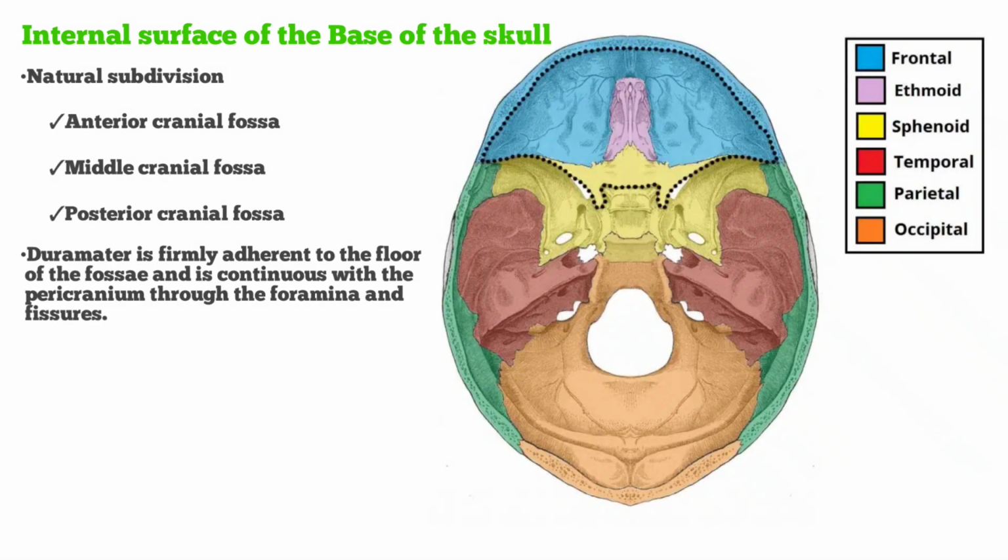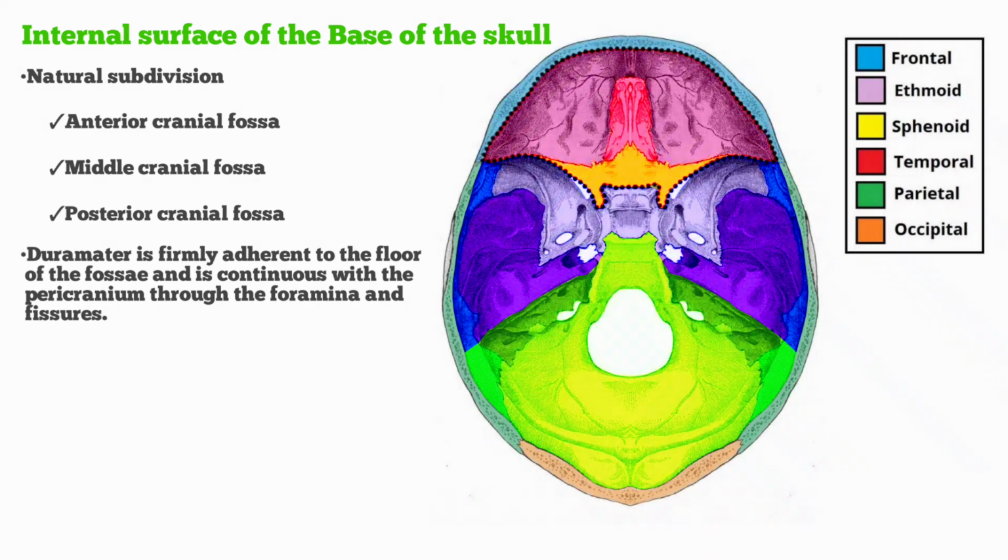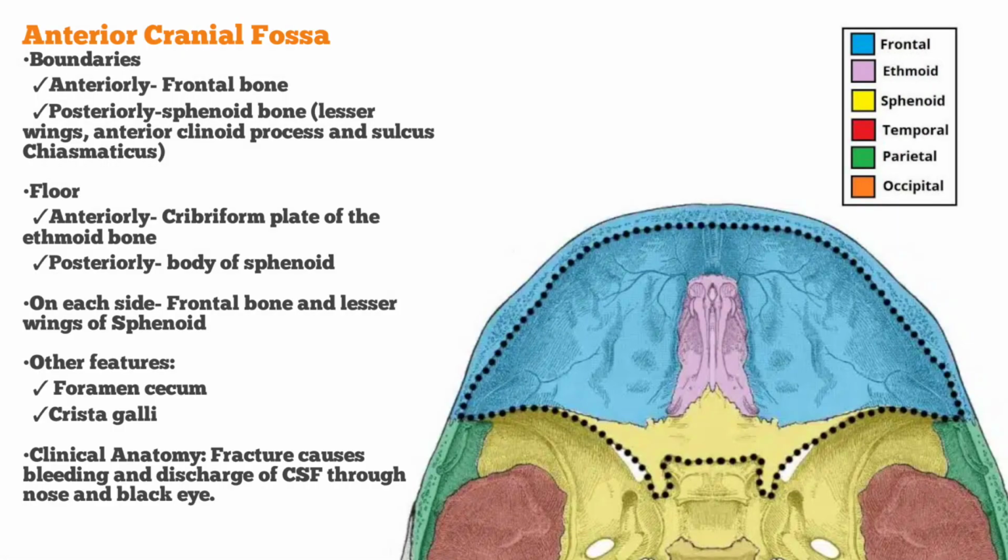Internal surface of the base of the skull. Natural subdivision: anterior cranial fossa, middle cranial fossa, posterior cranial fossa. The dura mater is firmly adherent to the floor of the fossae and is continuous with the pericranium through the foramina and fissures. Anterior cranial fossa. Boundaries.